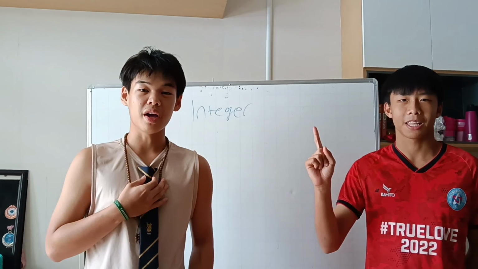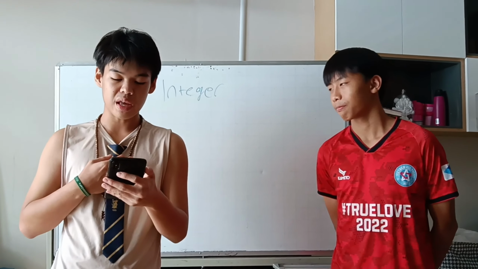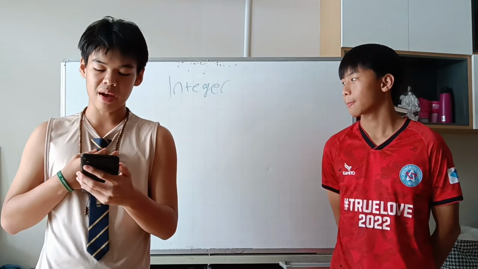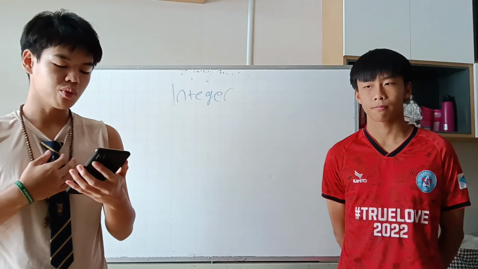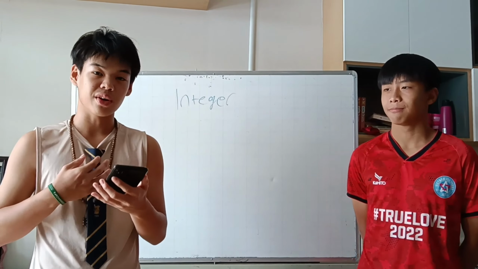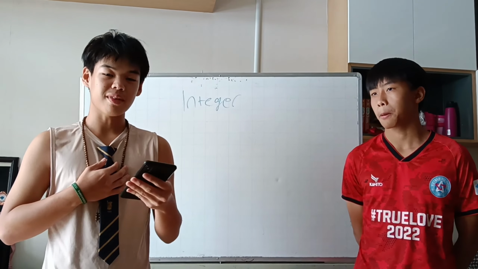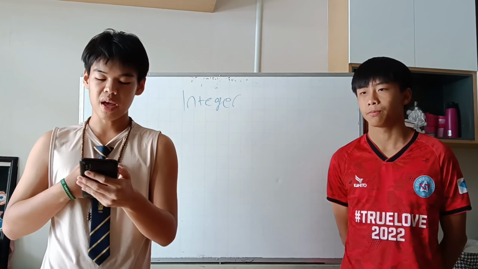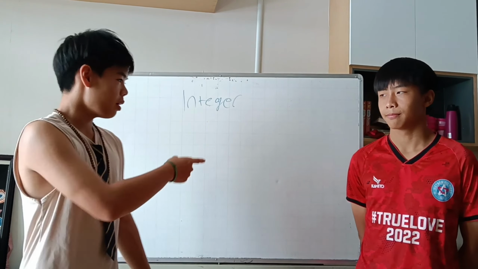Firstly, what are integers? As I said before, integers are whole numbers and negative numbers, including zero. This means if we have negative numbers together with whole numbers, we will make a set of integers. For example, negative 5, 0, 1, 5, and 8 are integers. And the set of integers has the symbol Z.